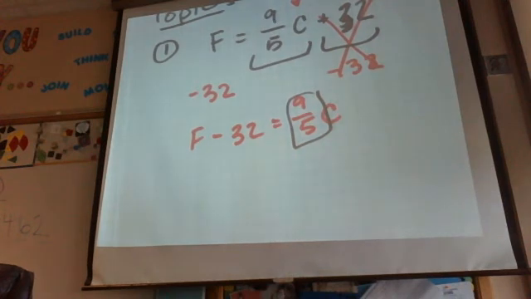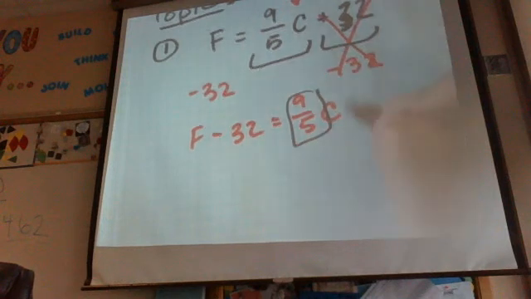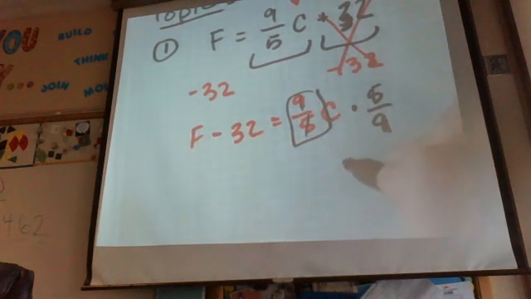So how do we get rid of this 9/5? Well, can you think about what that might be? You're right, we multiply by the reciprocal, 5/9, because then we can make all this stuff 1, and then we get a Celsius on the side.